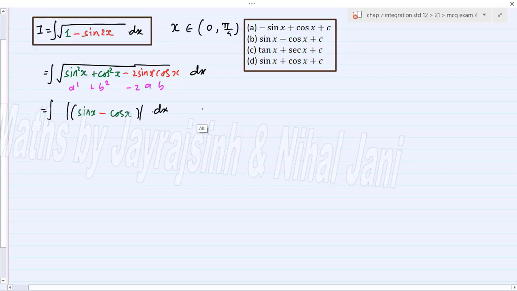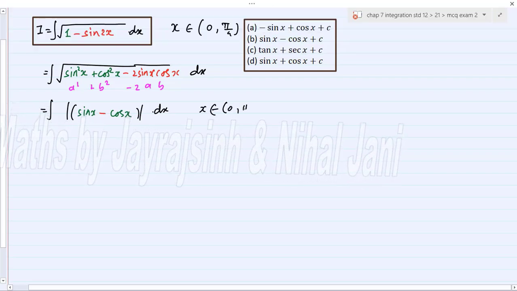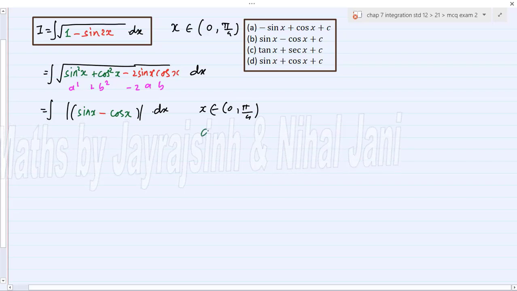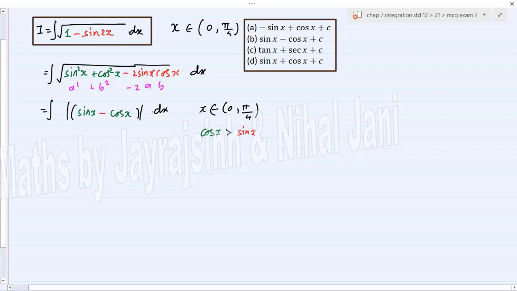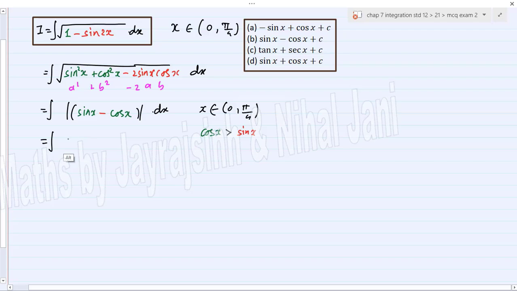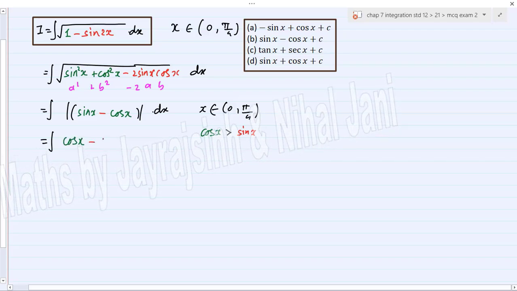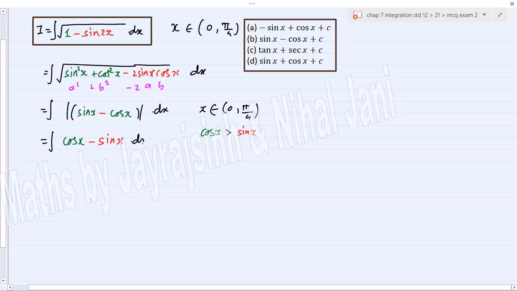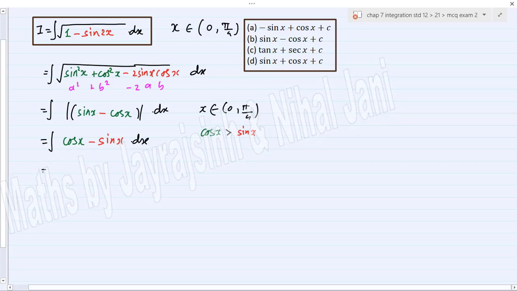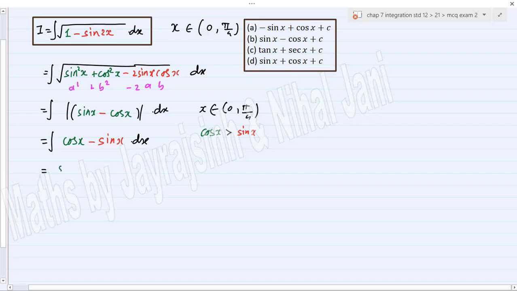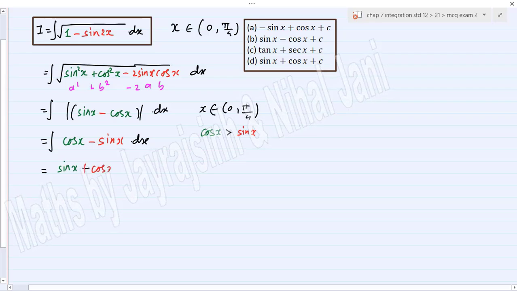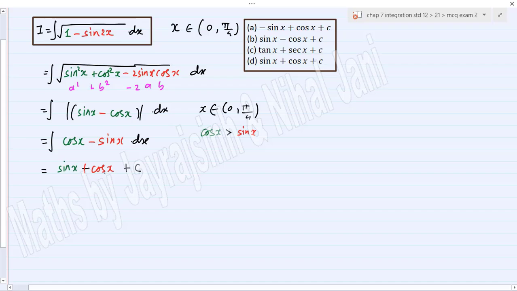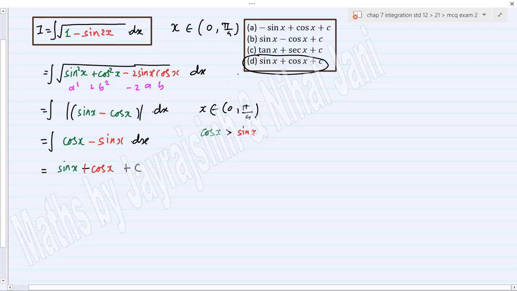But our x belongs to 0 to pi by 4. So in this case, our cos x will be greater than sin x. So we can say in this situation, our mod sin x minus cos x will become cos x minus sin x, because cos x has a greater value. So integration of cos x will be sin x and integration of sin x will be minus cos x. So it will be plus cos x plus c. Ta-da! This is your final answer, which is given in option D.